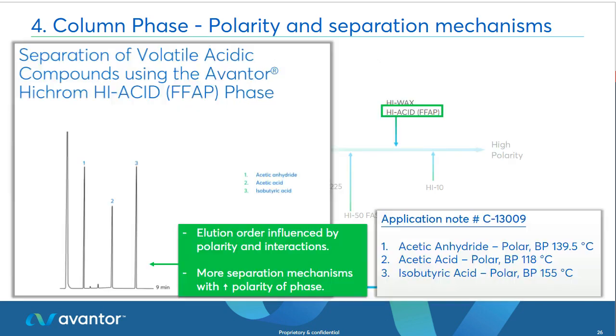But then this compared to a high polarity FFAP phase. The elution order is influenced by polarity and interactions. So we can see on the right the list of analytes. We've got acetic anhydride with a boiling point of 139.5 degrees, and then acetic acid actually has a lower boiling point, but it's eluted after the acetic anhydride, and that's because the boiling point does not define when the analyte elutes out of the column. There are more mechanisms, so there's more retention when it comes to polar phases, and then more difference in the interactions for the analytes with that phase.